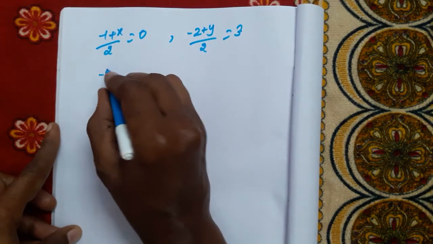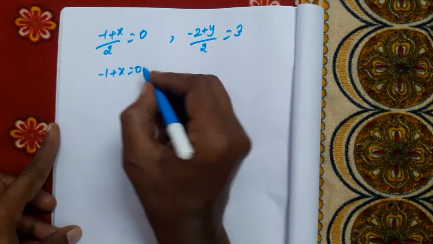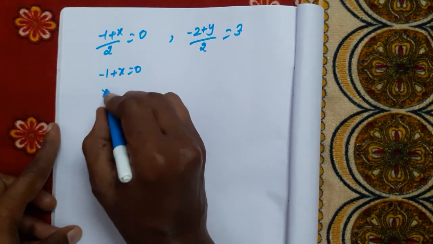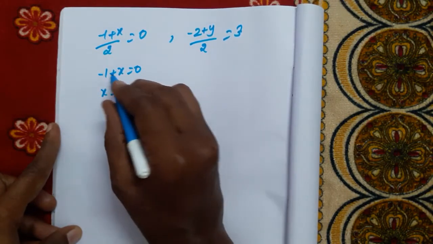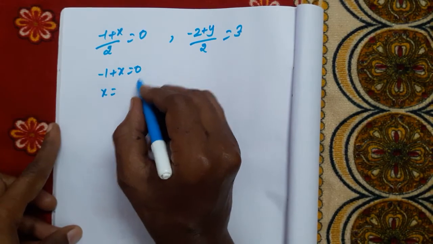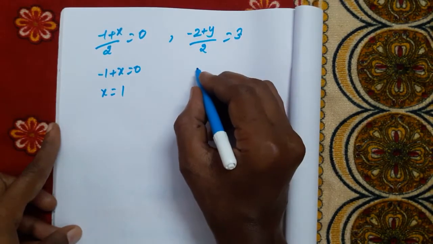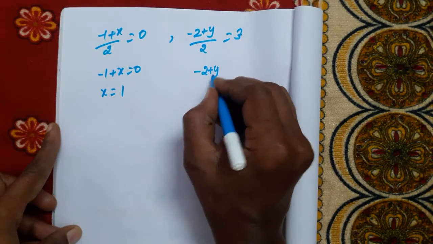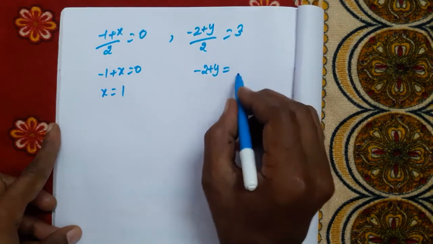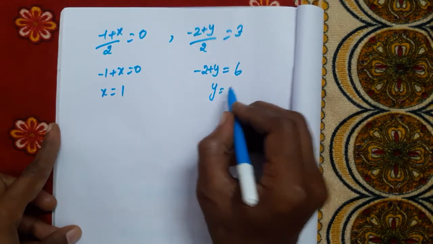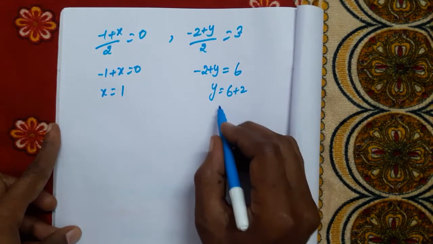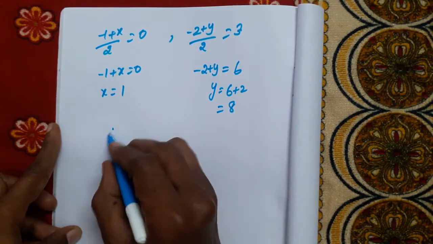Next, minus 1 plus x is equal to 0. So x is equal to 1, taking the minus 1 to that side. Next, minus 2 plus y is equal to 3 twos are 6. So y is equal to 6 plus 2, which is 8.